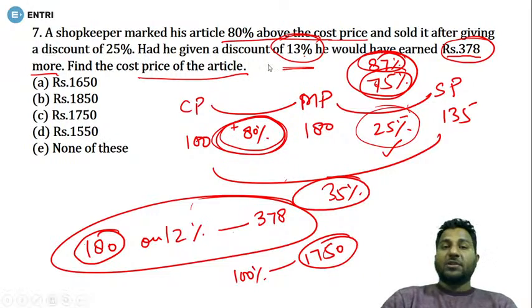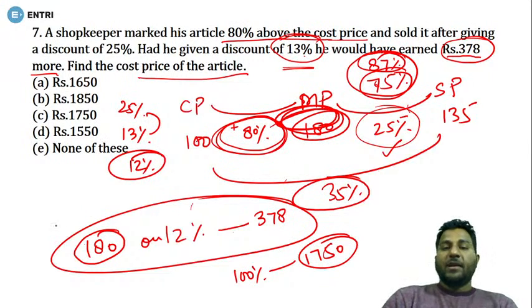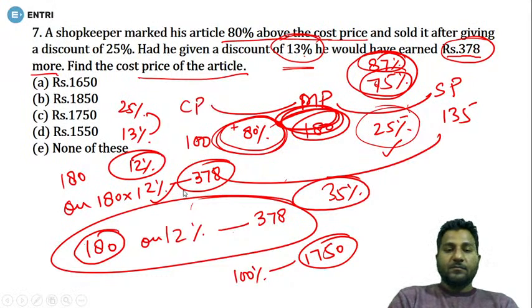Look clearly, watch. Earlier you were getting 25% discount, now you are getting 13% discount. So the difference arises at 12%. But 12% discount on what? MRP. The MRP will be the same. So on 180 you will find what? 12% discount. That means the 12% discount must be equal to 378, because that's what the profit lies. Yes, C option is correct. Okay, C option is correct.